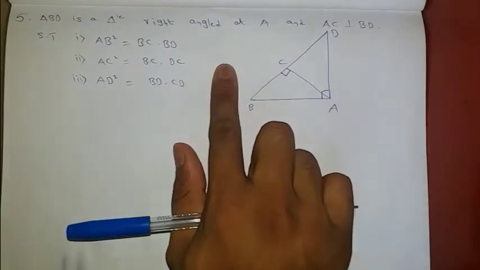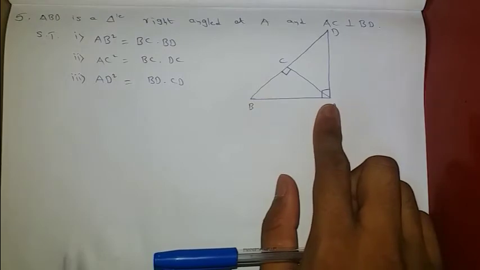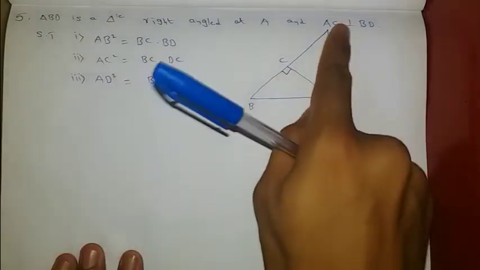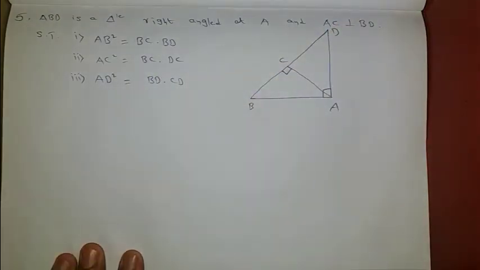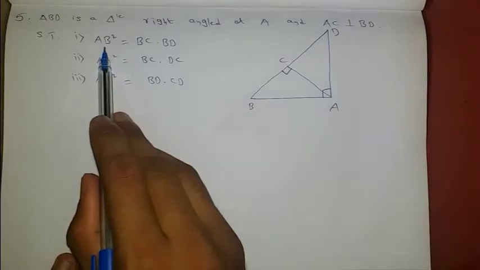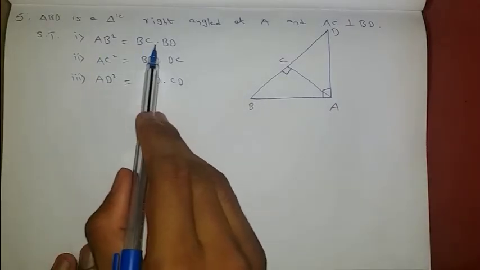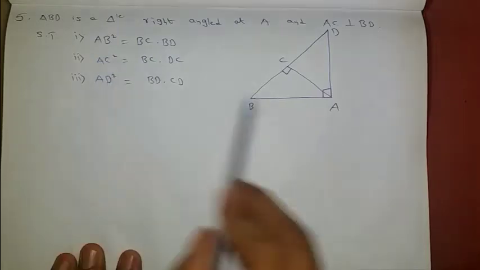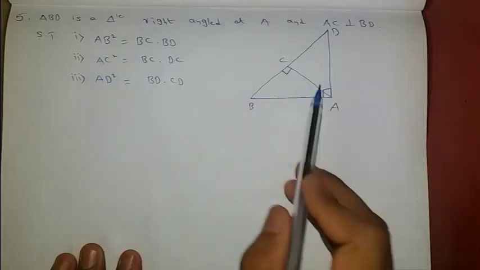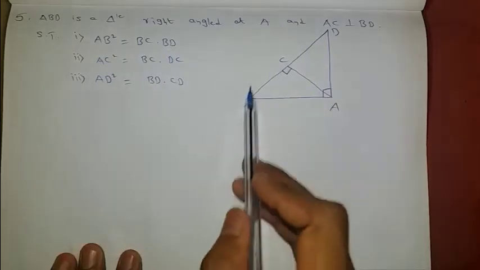Okay, we have one right angle triangle. The right angle is at A, and he gave one more thing, that AC is perpendicular to BD. So he is asking to prove AB square is equal to BC into BD. AB is the base, BC is the small side, and BD is the total side.